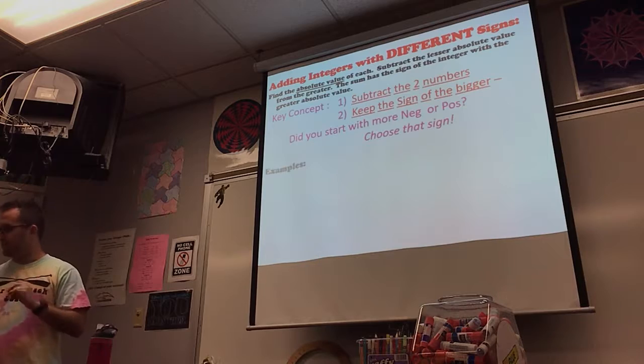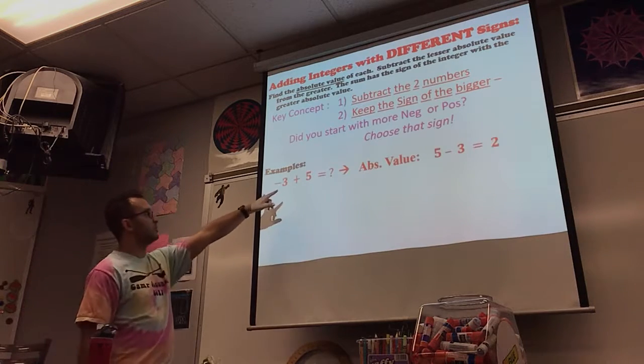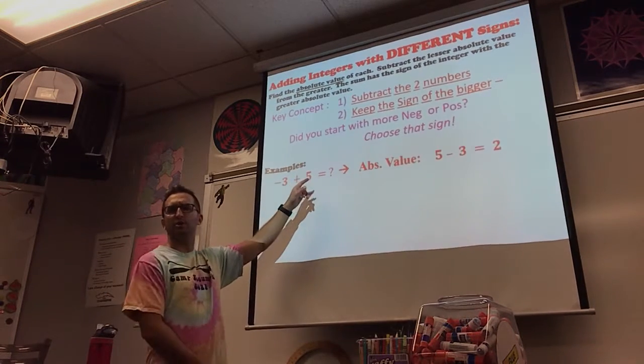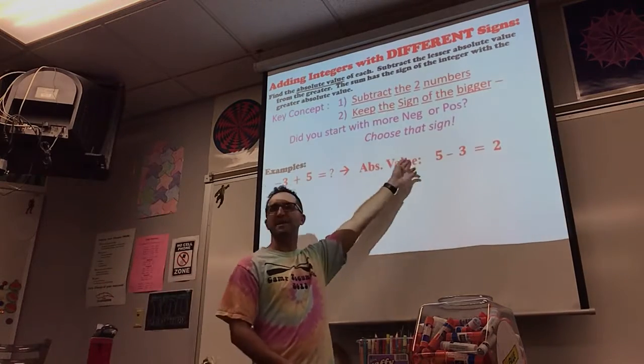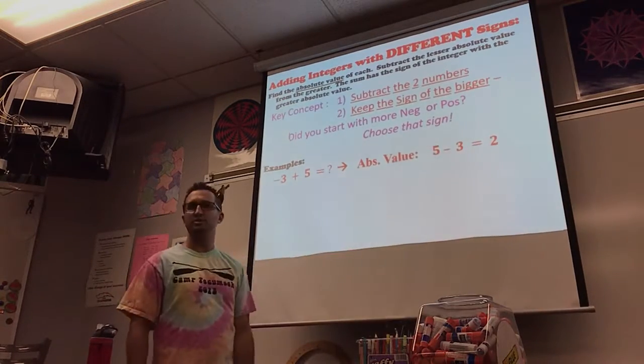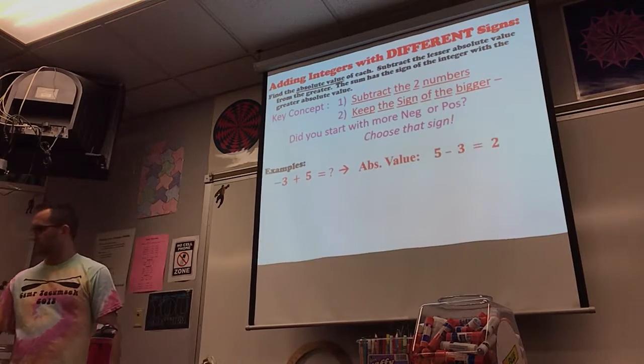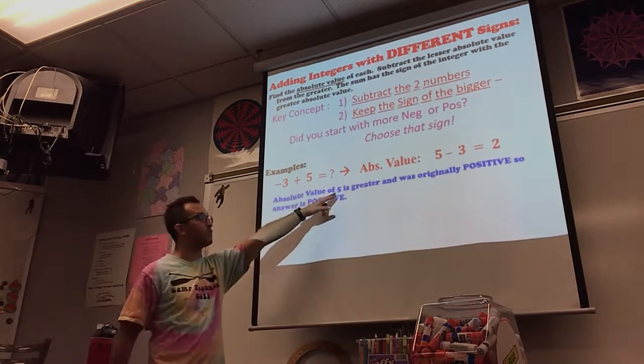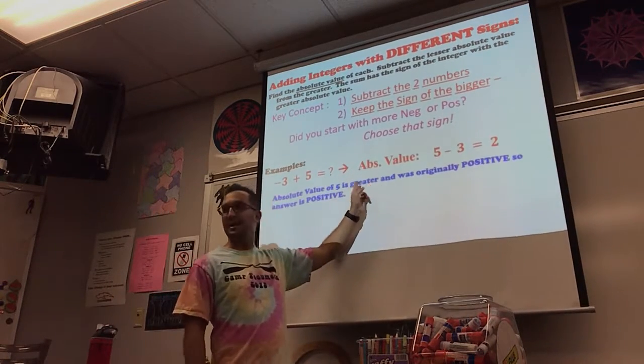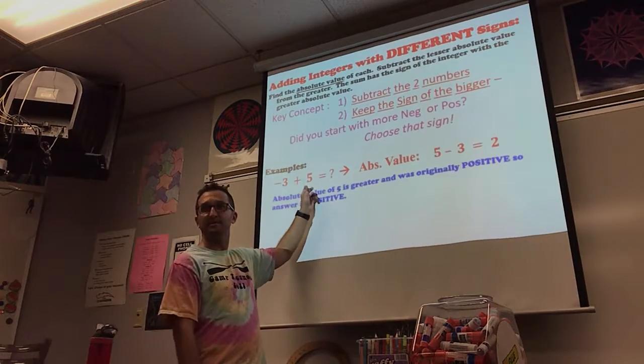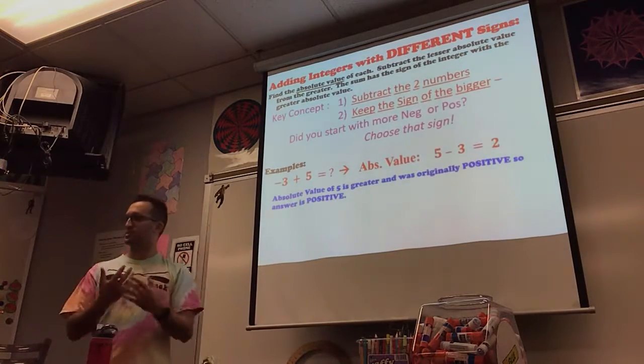So you don't have to write these examples down, just look. If you have -3 plus 5, which one has the larger absolute value? So we subtract 5 minus 3. You get 2. Why is it 2? Well, because 5 has a greater absolute value, and 5 was positive, so our answer is positive.